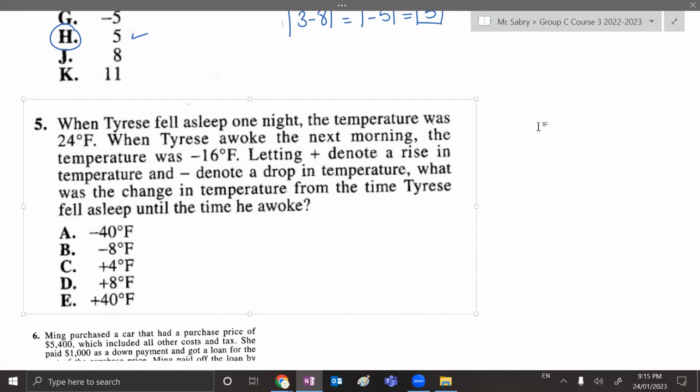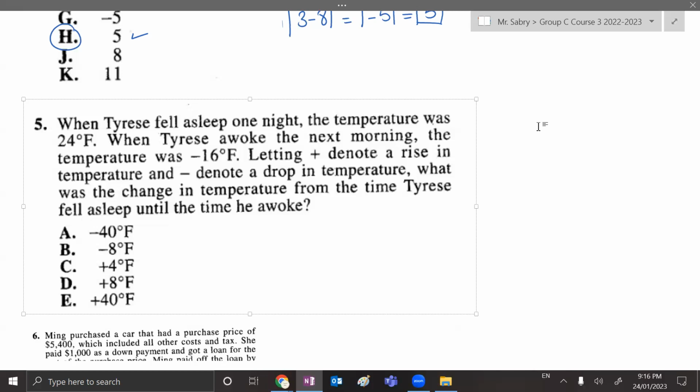The positive sign meaning denotes a rise in the temperature and the negative sign denotes a drop. What does that mean? It means that whenever you see a positive sign, it means they started from a specific temperature and the temperature increased by that amount. So لو ال temperature من ساعة ما هو نام لحد ما صحي, if the temperature increased, the answer must be positive. لو ال temperature من ساعة ما نام لحد ما صحي ال temperature decreased, then the answer must be negative. That's what they're trying to tell you.